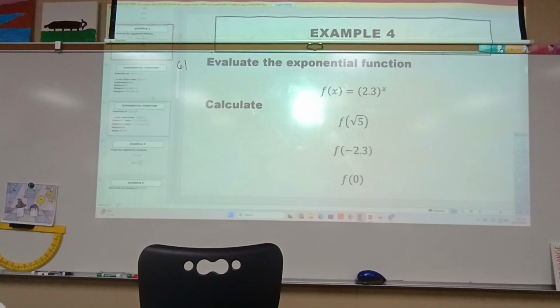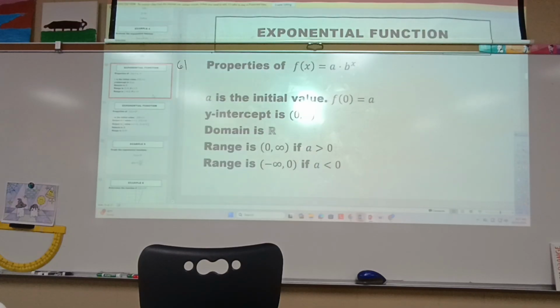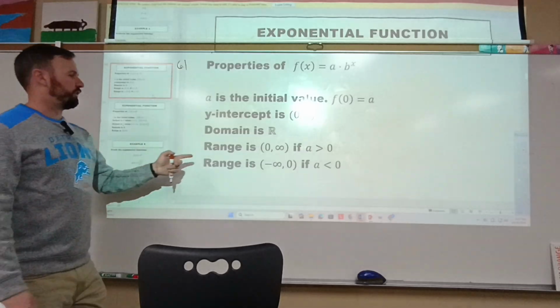All right, we're almost there. All right, properties of exponentials. You don't have to memorize these, but I just want you to think about some things. Can I plug negatives into a power? Yes, it makes them smaller. Can I plug in positives? Yes. So our domain is unrestricted.